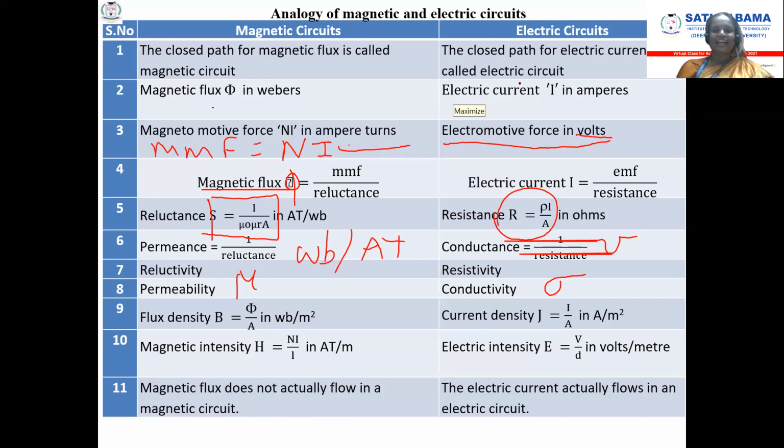Conductivity and inversely proportional. Atreya, good. Nega, yeah, inversely, correct, right. Yeah, conductivity is nothing but inversely proportional to resistivity. Thank you, ma. Thank you.